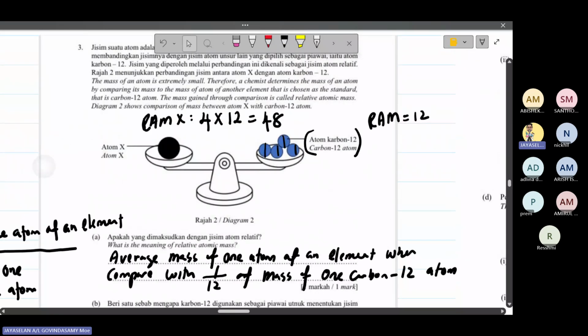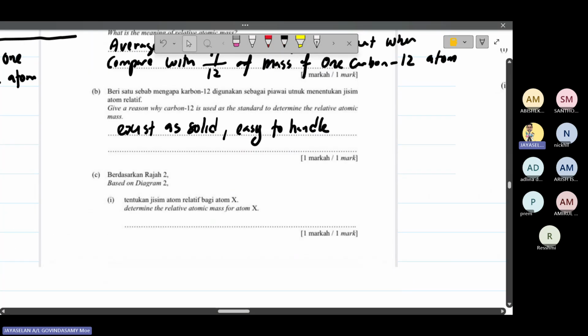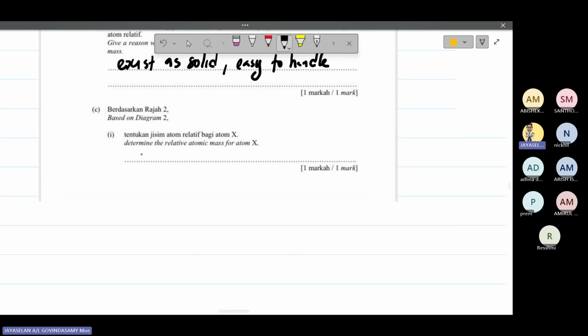Okay, then kamu tengok satu carbon 12 RAM adalah berapa? 12. Bila ada 4, 1, 2, 3, 4 baru dia jadi seimbang. So how many carbon atoms? So they ask what is the RAM of atom X. So kamu tulis di sini RAM of atom X adalah 4 carbon 12 atom. What is the RAM of carbon 12? 12. So 12 kan? So you will get what? 48. So in the exam, tak payah tulis ini semua. In the exam, you straight away answer the question. So just put 48. Any question? Okay, tak ada.